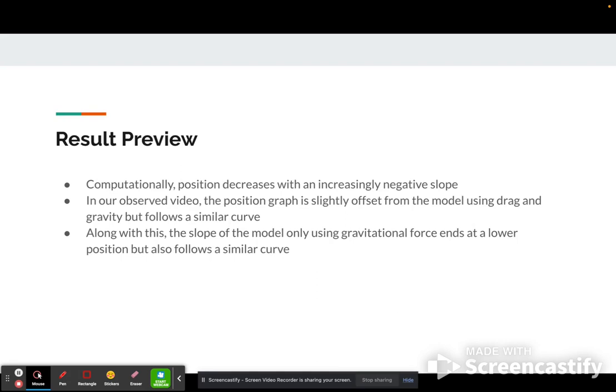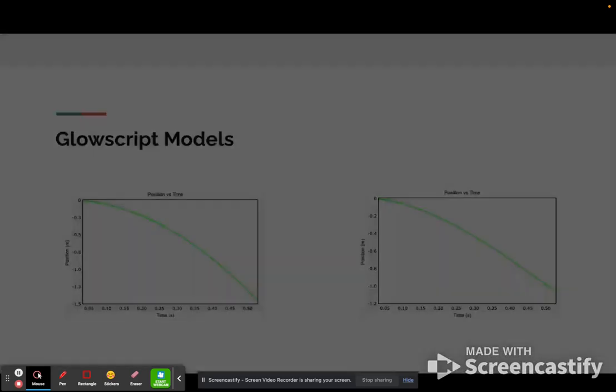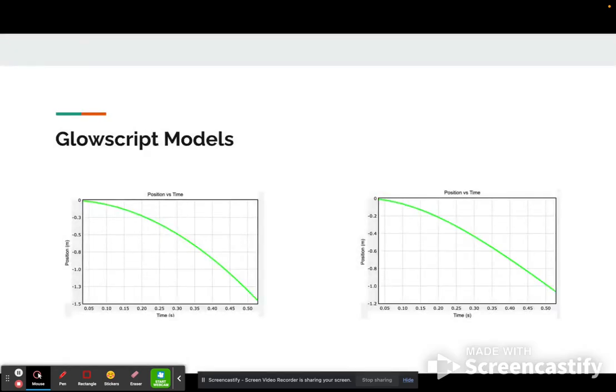In the observed video, the position graph is slightly offset from the model using drag and gravity, but follows a similar curve. So it's pretty close to the model using drag and gravity. Along with this, the slope of the model using only gravitational force ends at a lower position, but also follows a similar curve or slope. Here's just a preview of the two models. On the left, we have the one with just gravity, and on the right, we have the one with drag and gravity.